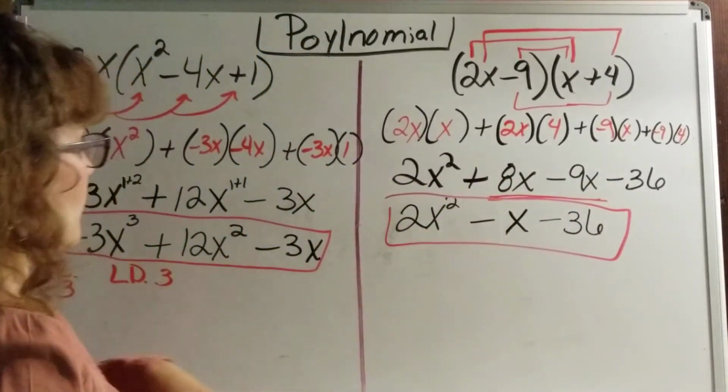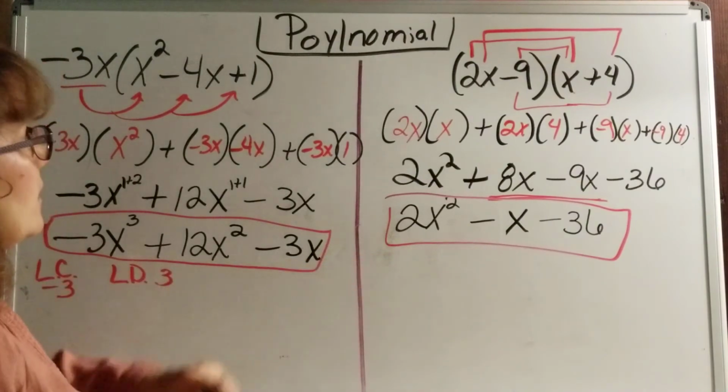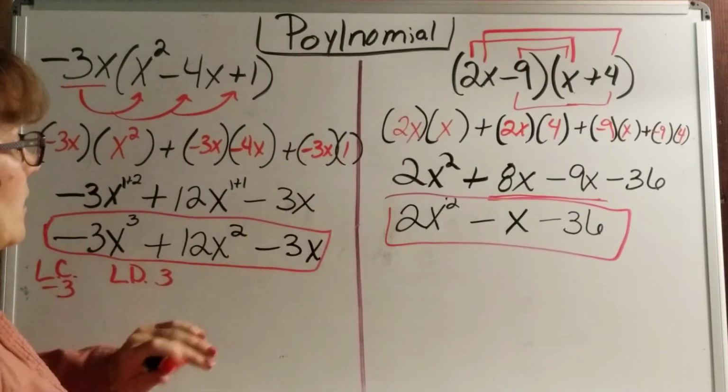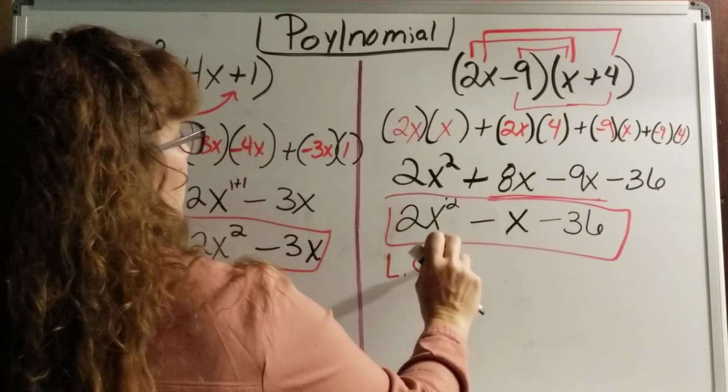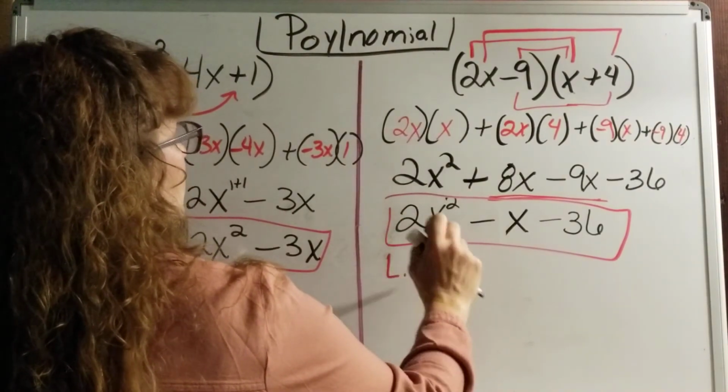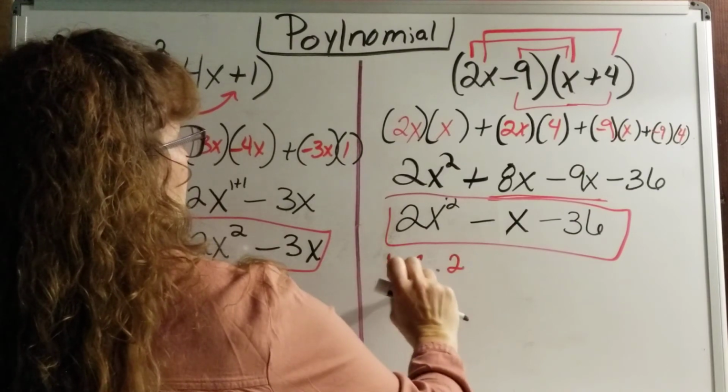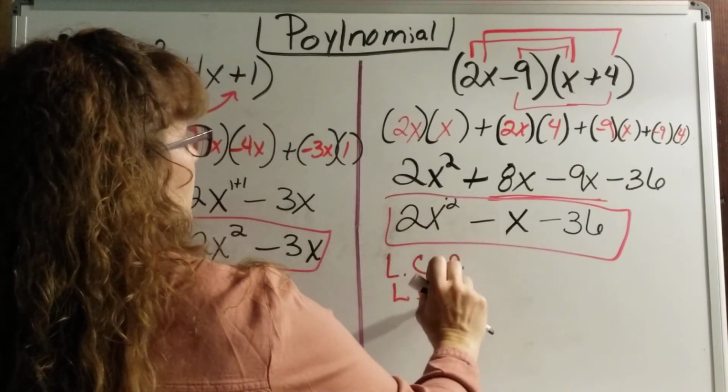This is a trinomial because it has 3 terms. The leading coefficient here is the number on the leading variable, which is 2. And then the leading degree here is the leading power, which is 2.